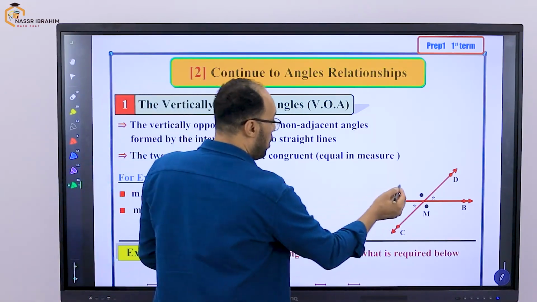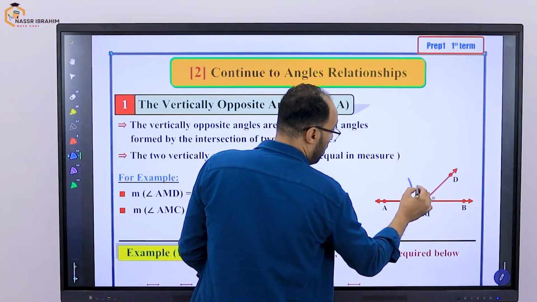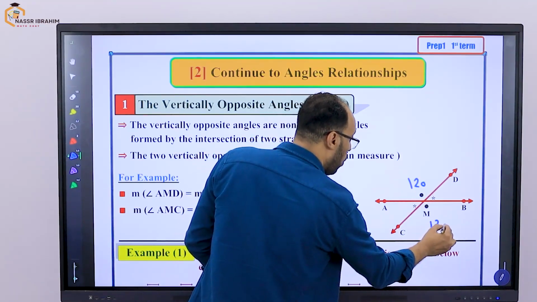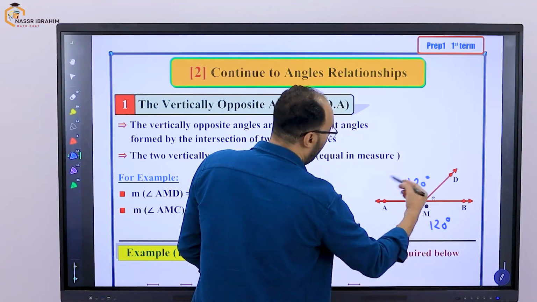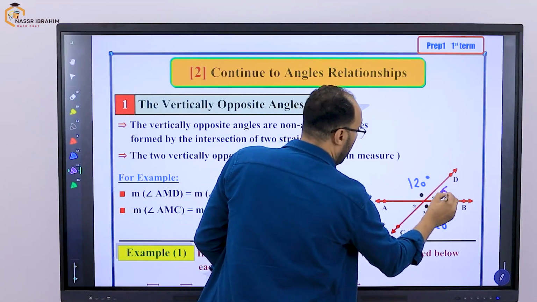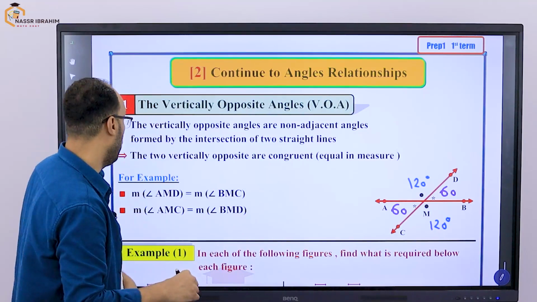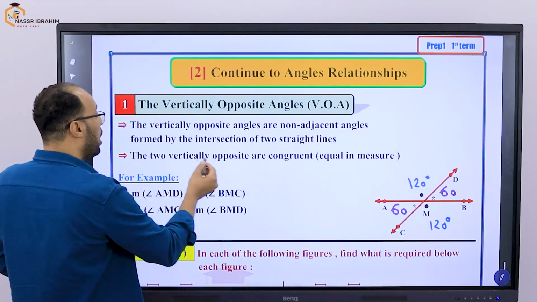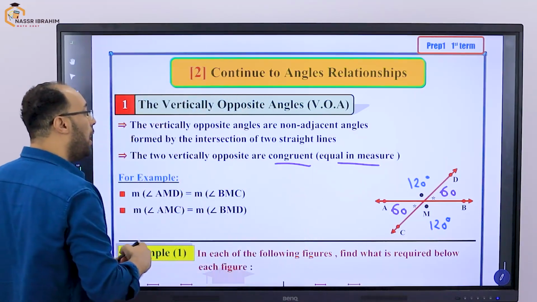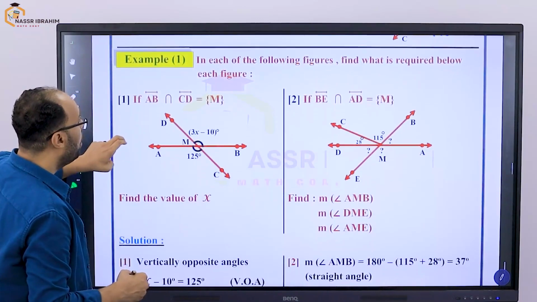Okay, the first one here, this angle, for example, if it measures 120 degrees, the opposite one will also be 120 degrees. If the other angle is 60 degrees, this one also will be 60 degrees as well. So the two vertically opposite angles are congruent, which means equal in measure. Okay? Let's start with example 1.